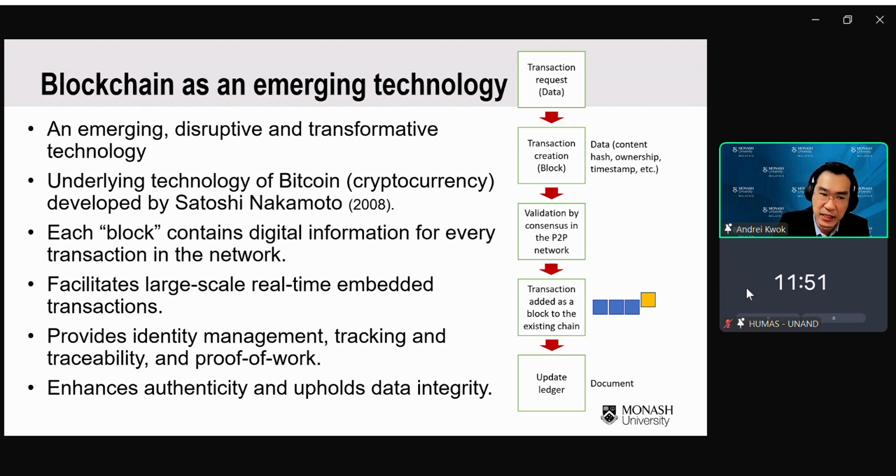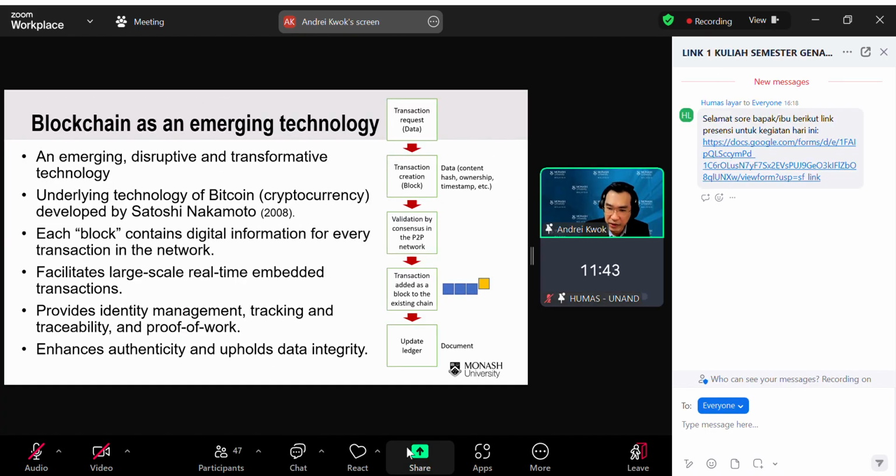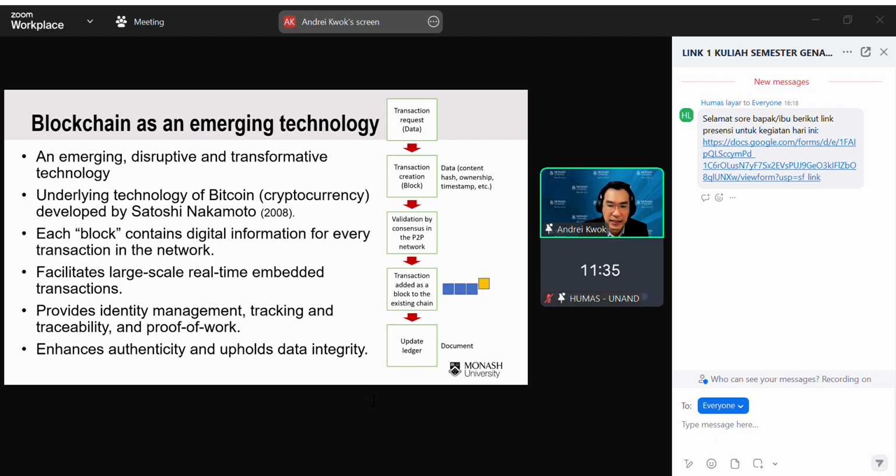This information is captured in a block. And when you put it into the network, then one transaction is created, and this transaction is validated by consensus in the peer-to-peer network. And then this information is added to the existing chain of information that becomes a ledger. And it is actually a real-time embedment of the transactions.